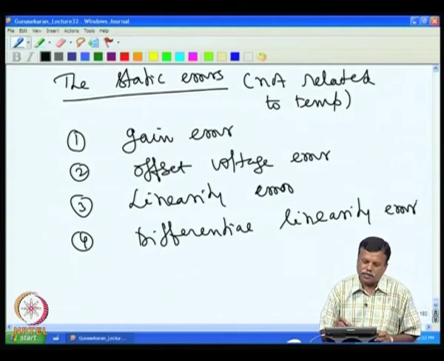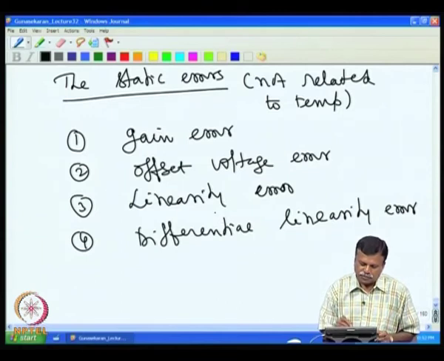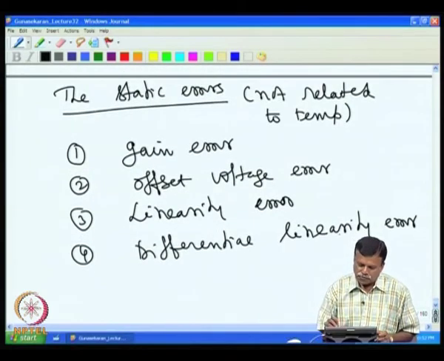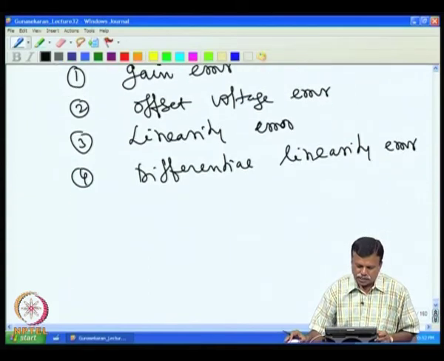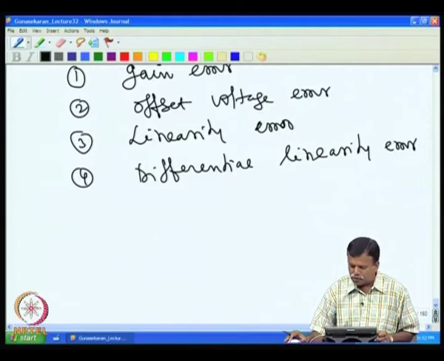These errors are always there, nothing to do with the temperature. Even at any given temperature you have these errors, and these errors of course change with the temperature. Of course, we are not much worried about differential linearity error or integral linearity error changing with temperature. These two errors, gain error and offset voltage error, changing with temperature is an issue. So, what are these errors and why does one have to worry about this?